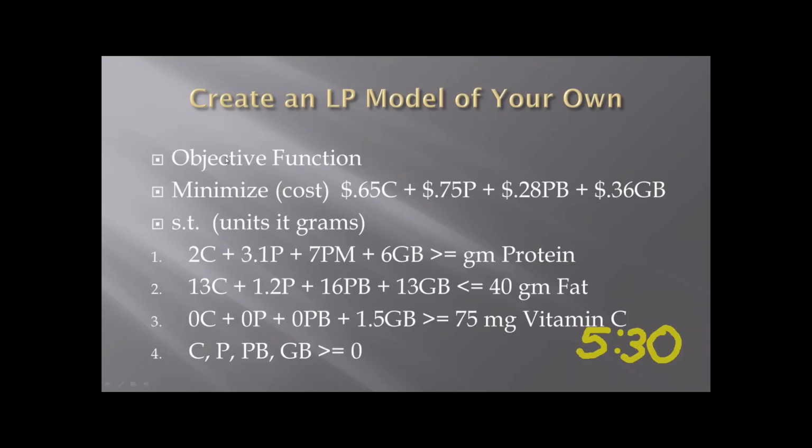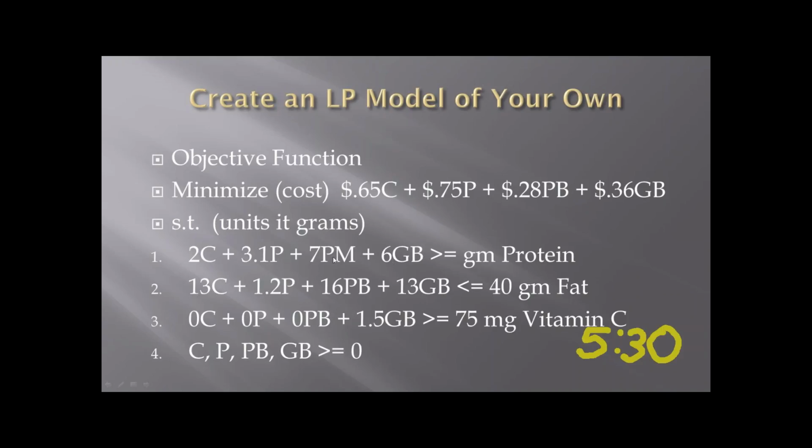Number two, I need to determine what my objective function is, so I'm going to minimize the cost. I'm trying to eat this crazy diet for as little money as possible because I was in college and I didn't have any money. It costs 65 cents for one Dove chocolate, so I'm going to eat a lot more than one of those. It costs 75 cents for every cup of popcorn, 28 cents for every serving of peanut butter, and 36 cents for every granola bar.